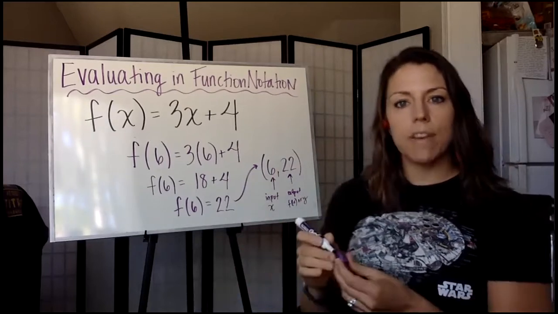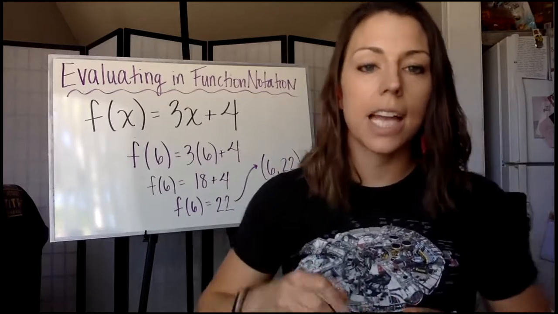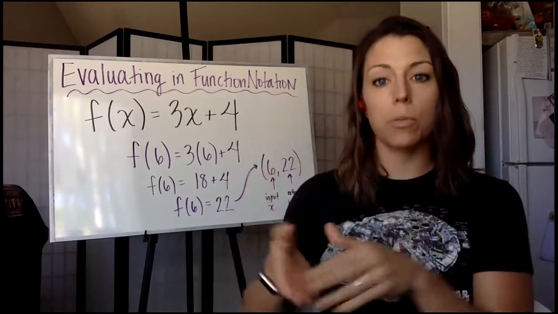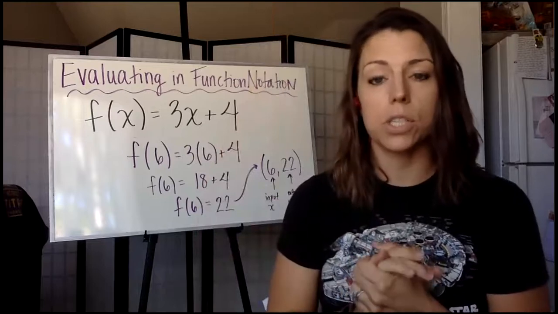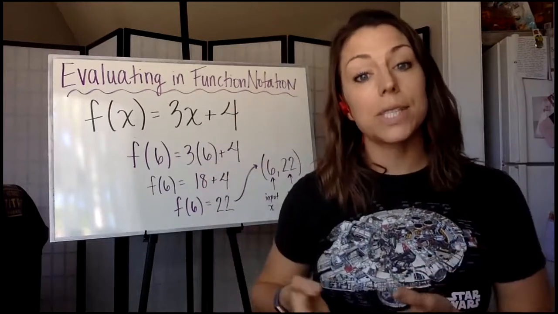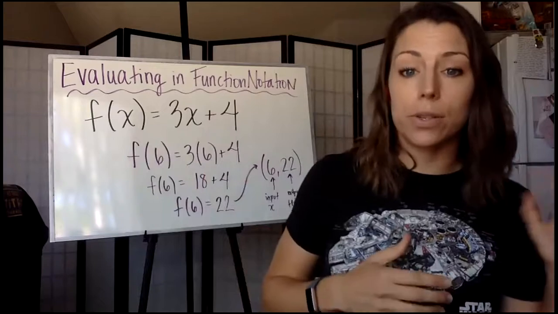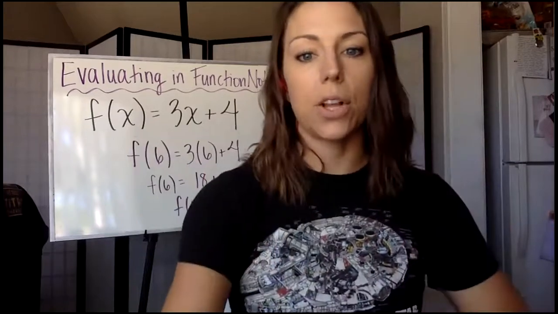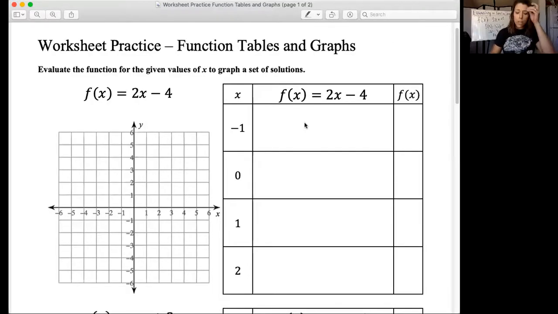So now we're going to look at evaluating in function notation. This time, we're going to be given a function. We're going to be given specific values to substitute in. We're going to fill in those values into a table, and then we're going to actually graph those ordered pairs to take a look at what they look like. So here's our first example. We're doing a worksheet practice, function tables and graphs.